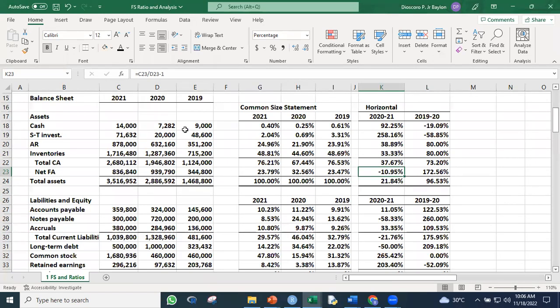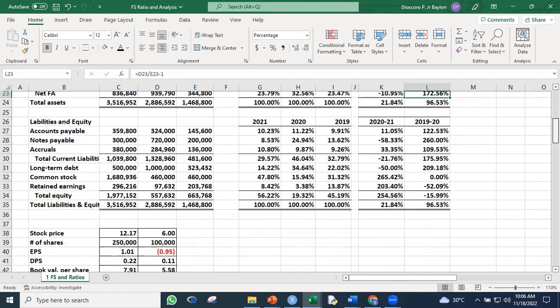Because comparing 2019 and 2020, assets ballooned by almost 3 times, no? Almost 3 times, because more than twice, since 1.172 plus 1, that's 2.172. So that's more than 2 times increase in terms of fixed assets.